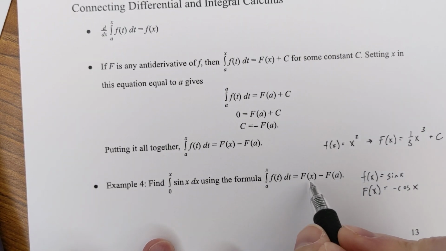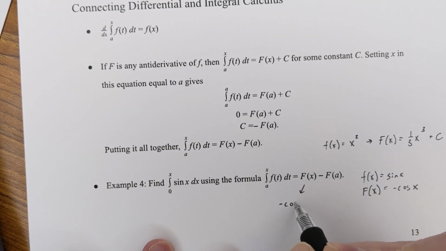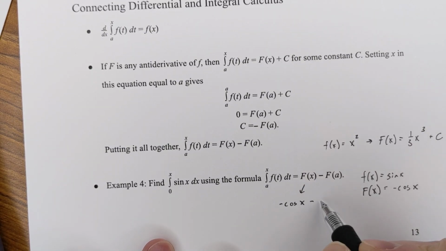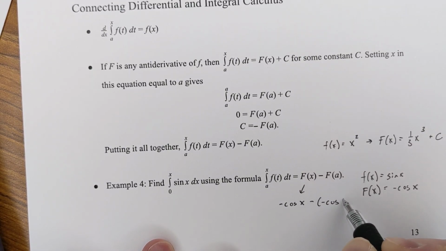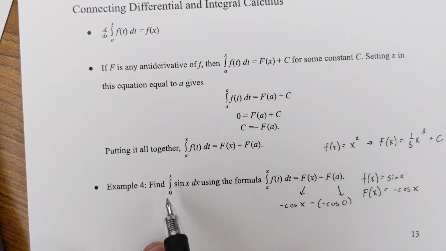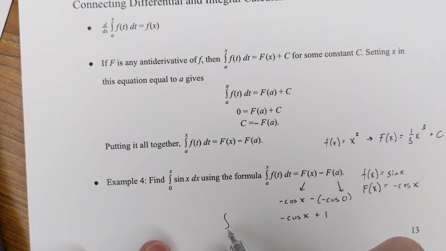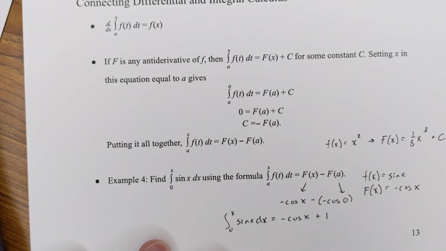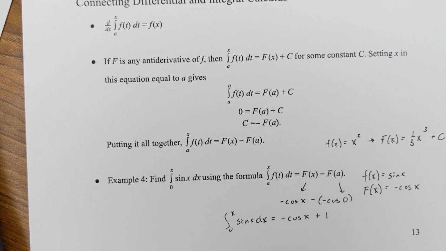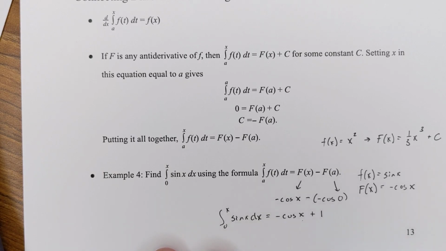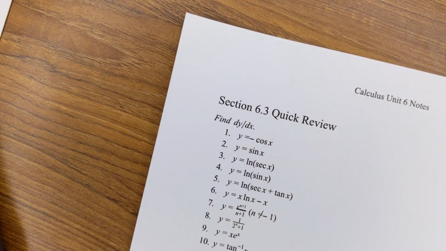So that is negative cosine x minus negative cosine of 0, because for this problem my a value is 0. So this is negative cosine x. The cosine of 0 is 1, so this is minus minus 1 or plus 1. So the integral from 0 to x of sine x dx is equal to negative cosine of x plus 1. If I take the derivative of this, I should get that back. And that brings us to the end of the section.